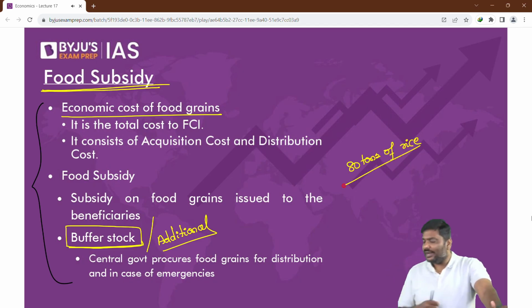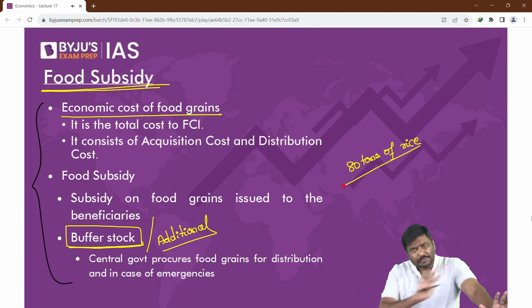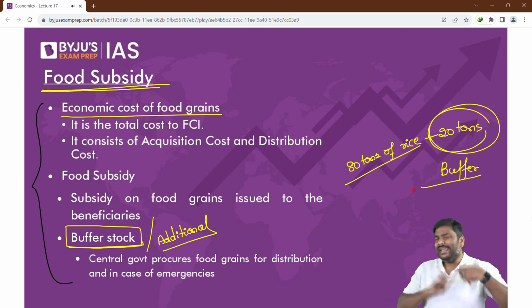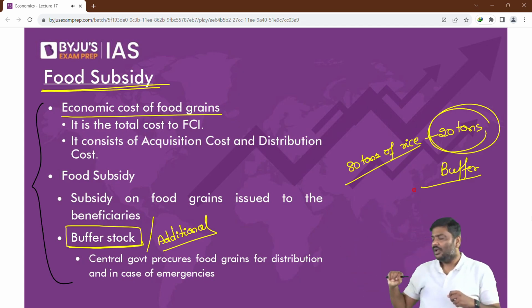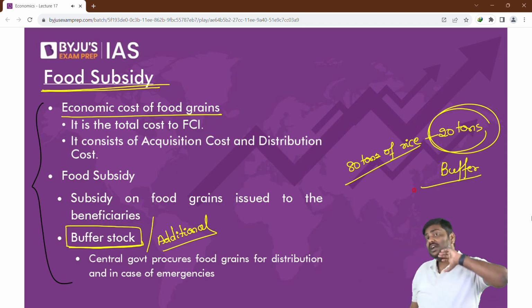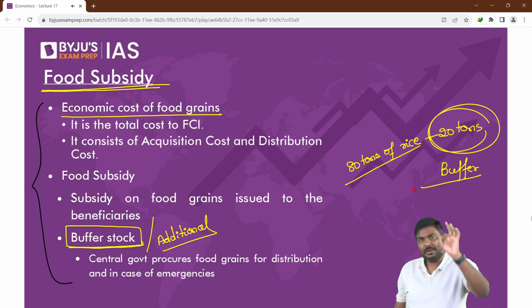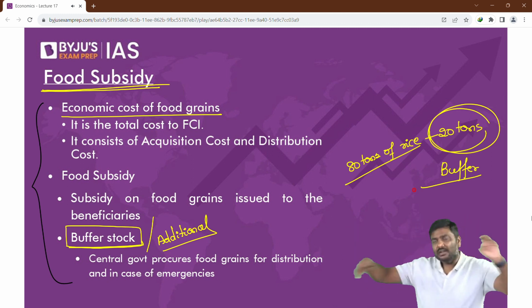For example, imagine this month the government requires 80 tons of rice for distribution. Government doesn't procure 80 tons. They will procure extra 20 tons. And they will call this 20 tons as buffer. Why? Think of this. If government doesn't store any amount of food grains today, what if after 2 months there is a flood and supply of rice is very less? Don't you think market prices will start shooting up? Correct? It is happening now.